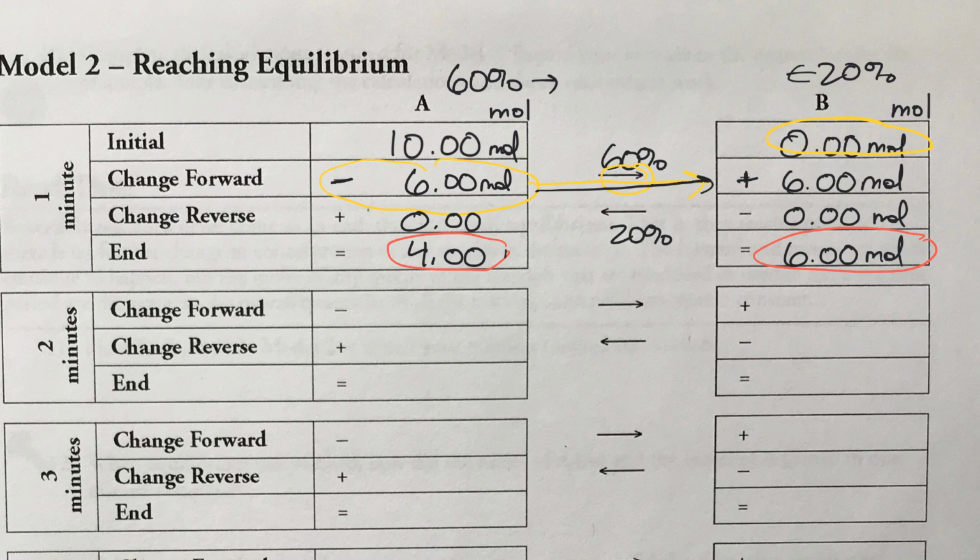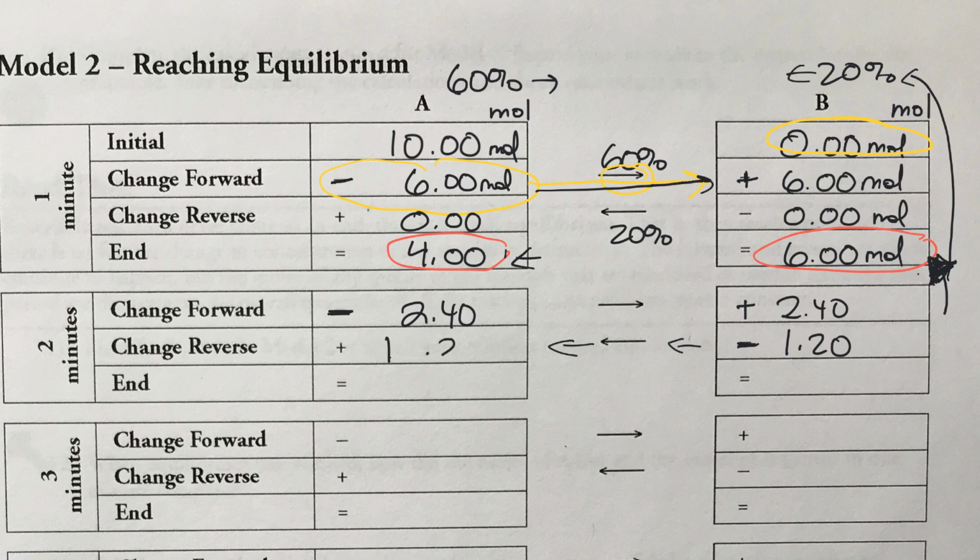So 60% of 4 moles is going to change forward. 0.60 times 4 is 2.4. So we're going to lose 2.4 moles of A, and that is going to turn into 2.4 moles of B. Now we have to consider the B. We now have 6 moles of B at the start of this minute. So 6.00 times 20% is going to be minus 1.20 moles of B. Because you had some B to start with, now some of it is turning back to A. So you see this arrow right here, that B has now turned into A.